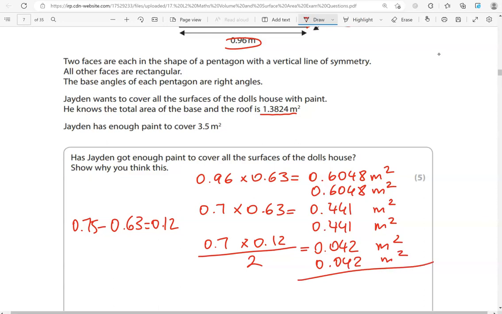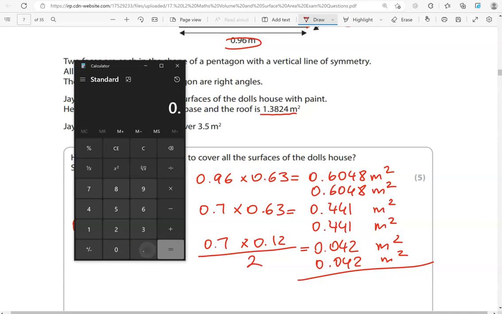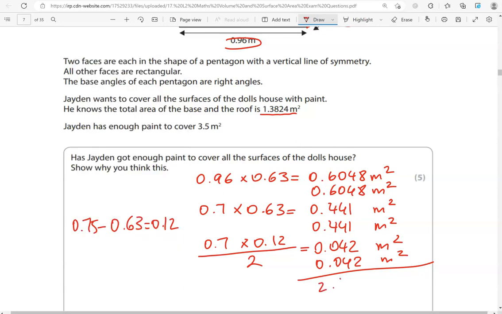Now we'll add all of these. So 0.6048 plus 0.6048 plus 0.441 plus 0.441 plus 0.042 plus 0.042 gives us 2.1756 square meters. We shouldn't forget to add the base and the roof.